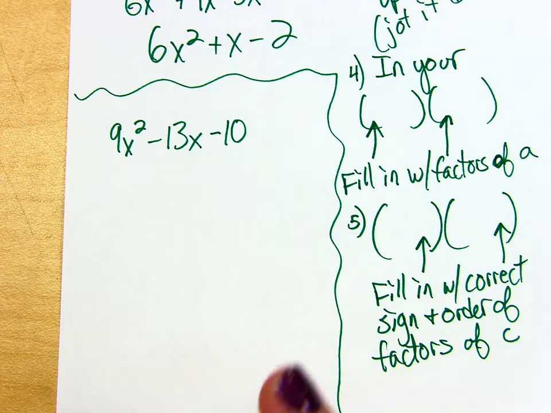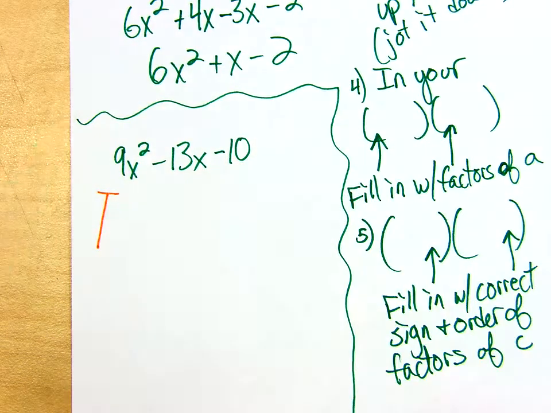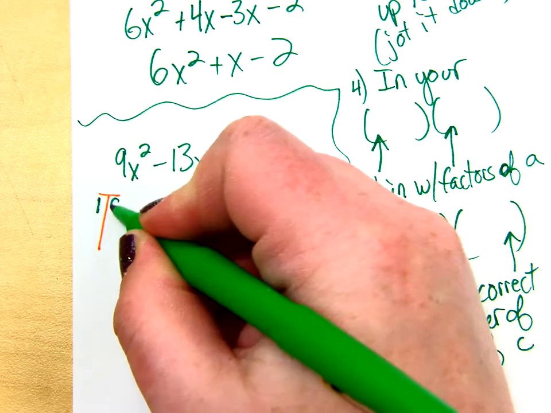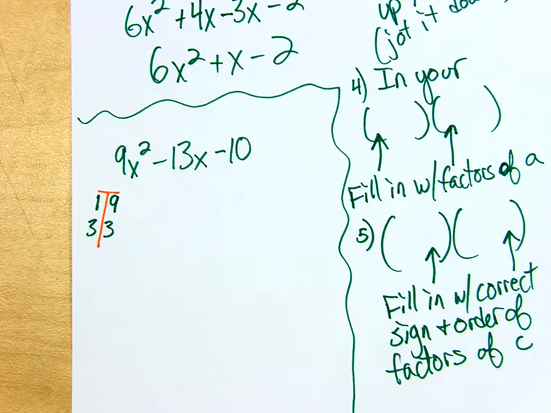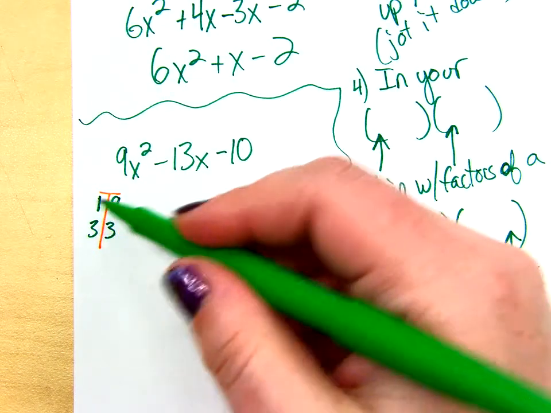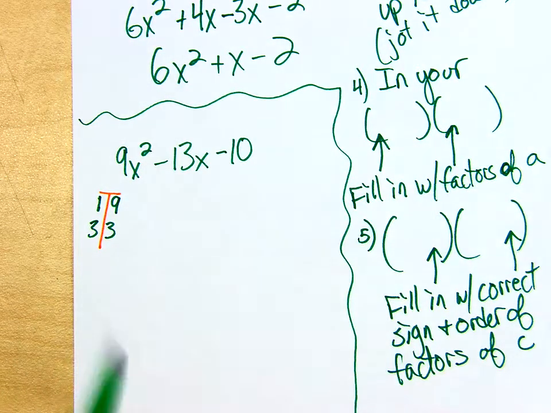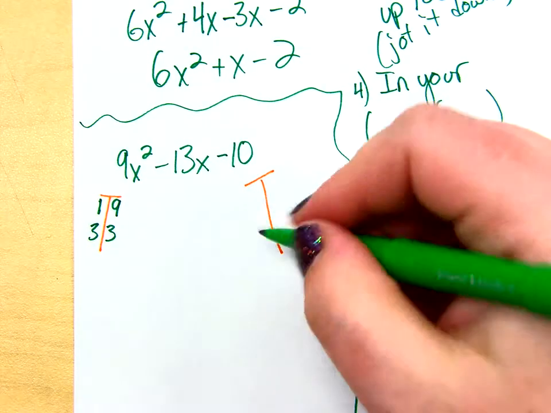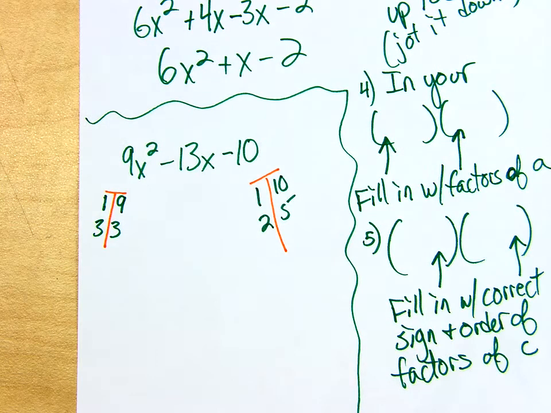Step 2, you're going to write your factor pairs. So for 9, what multiplies together to get me 9? 9 times 1. 9 and 1, and 3 and 3. That's it. By the way, it doesn't matter what order you have them here. If you have 9 and 1, whatever. You just want the pairs. And then I do the same thing for 10. So what multiplies to get me 10? 1, 10, 2, and 5.